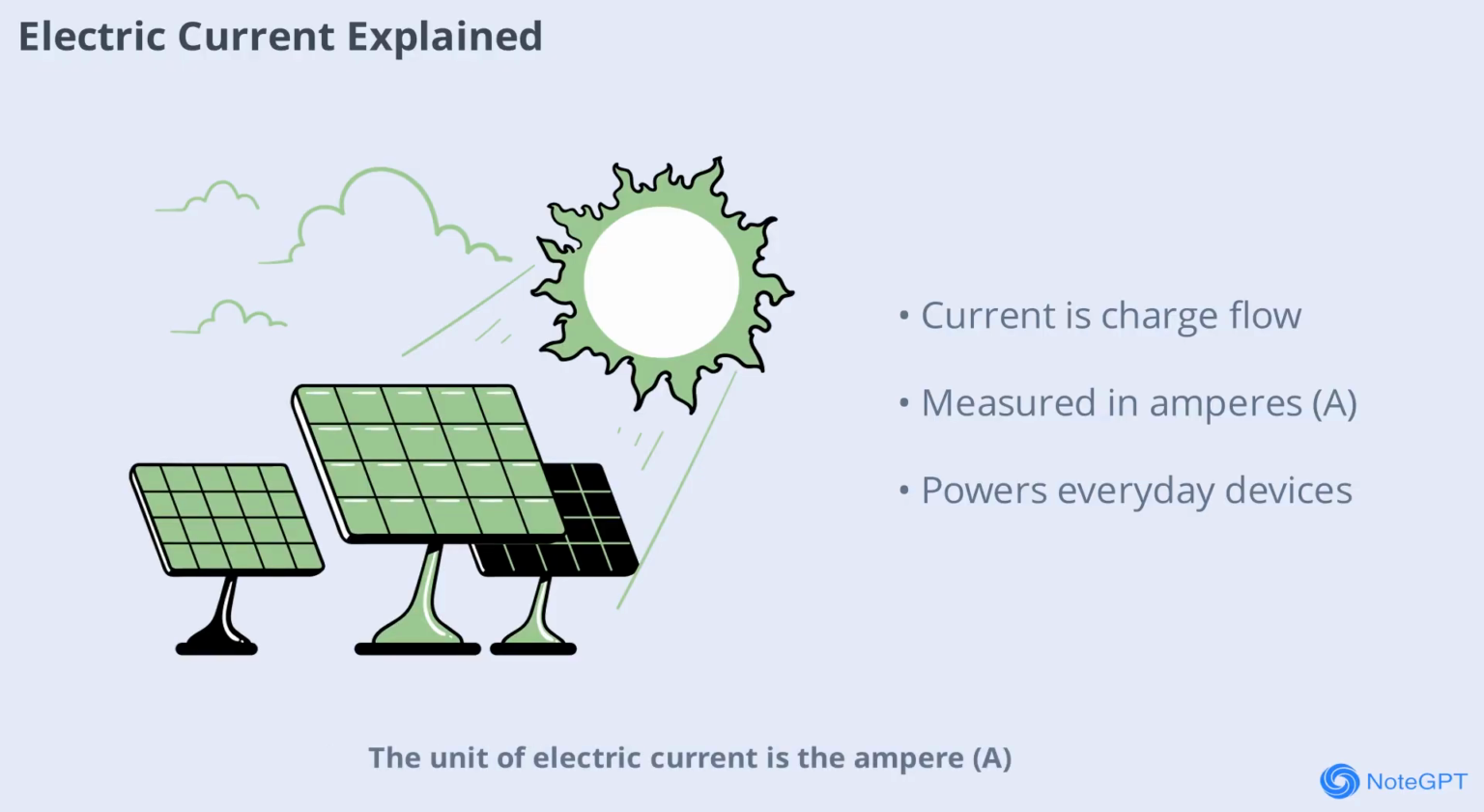The direction of current is considered from positive to negative, even though electrons actually move from negative to positive. This flow is what lights up bulbs, runs fans, and charges your phone. Grasping the concept of electric current is essential for understanding how electrical devices work.